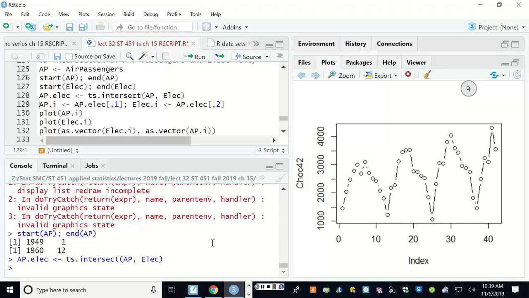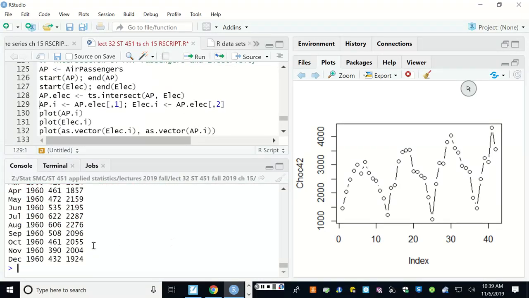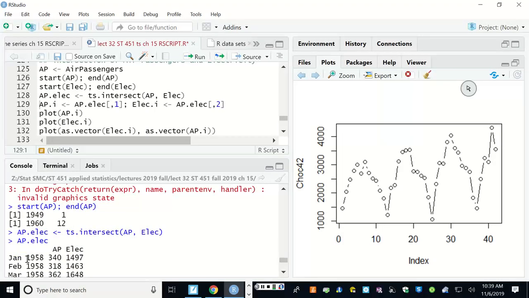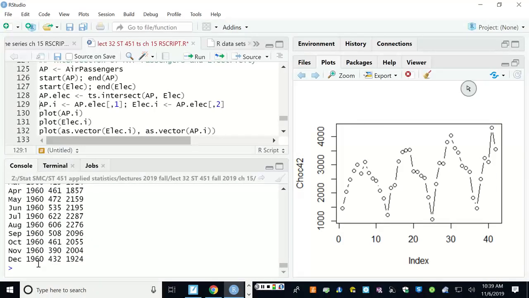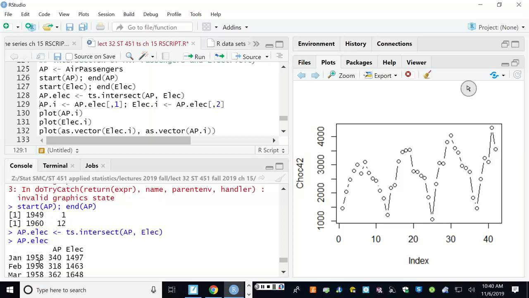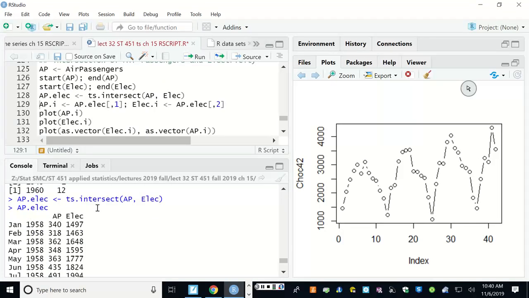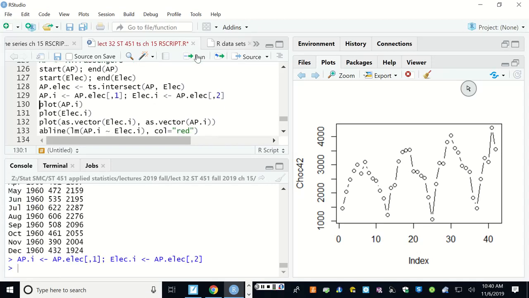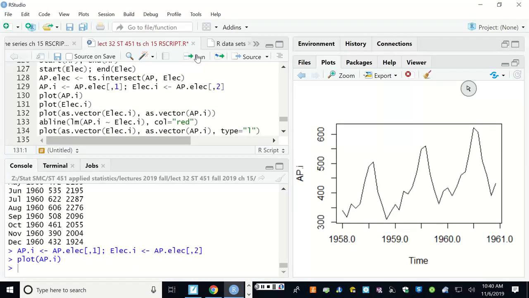So with this AP and electricity, they have some dates in common, from 1958 up to the 1960s, so 3 years where you get airline passengers and electricity, both in Australia, I believe. So you can pull out just the AP, the little dot i means where they intersect, and the electricity ones. This is the airline passengers over time. Kind of some growth during this period with big seasonal variation.